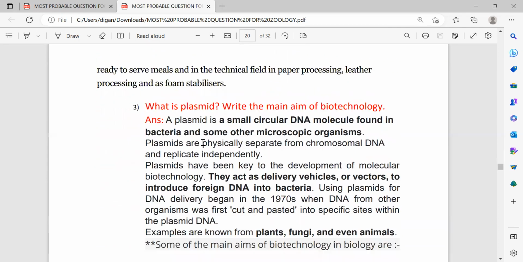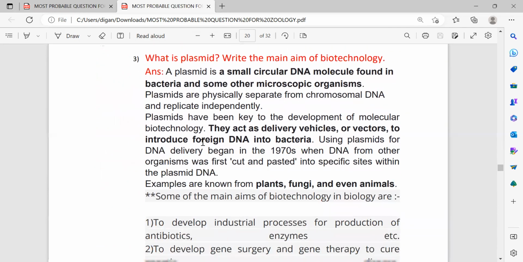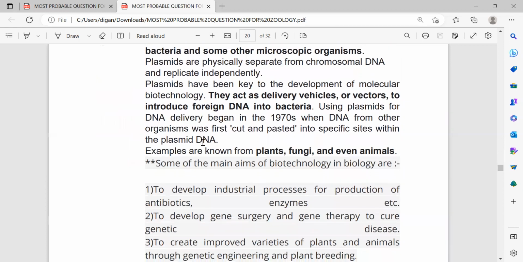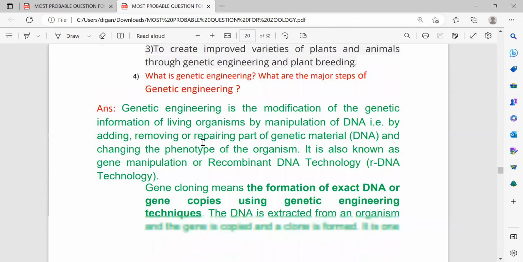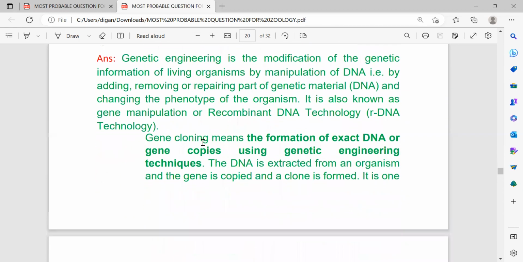What is plasmid? Write the main aim of biotechnology. So the plasmid definition is also given, and the aim of biotechnology. What is genetic engineering? What are the major steps of genetic engineering?